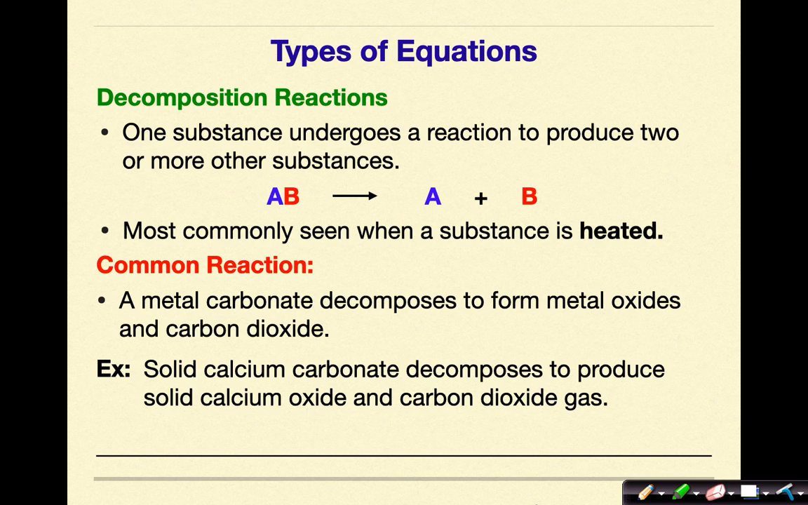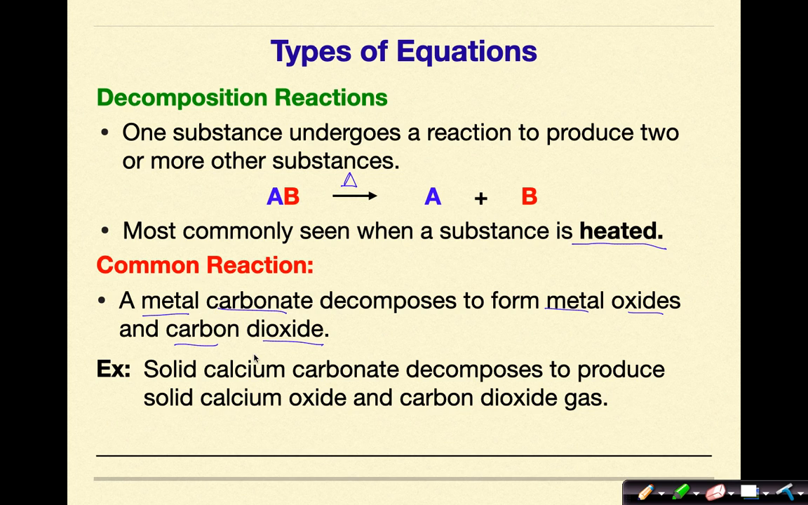Let's discuss decomposition reactions. One substance undergoes a reaction to produce 2 or more other substances. And here's a general equation illustrating a decomposition reaction. We have one substance, AB, decomposing into its component parts, or in this case, A and B. Most commonly seen when a substance is heated. And symbolically, that's often shown as a delta symbol above the arrow in a chemical equation. Common reaction. A metal carbonate decomposes to form metal oxides and carbon dioxide.